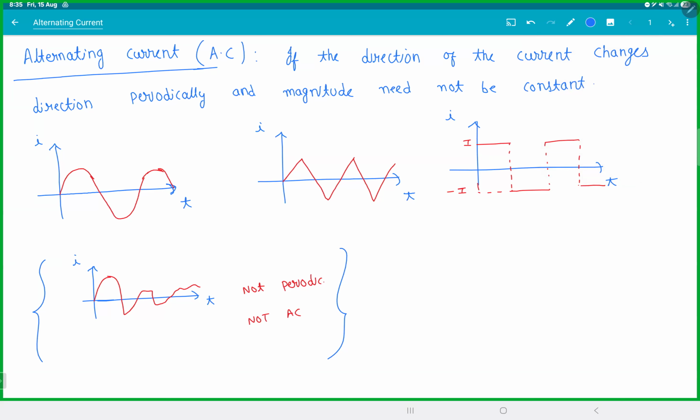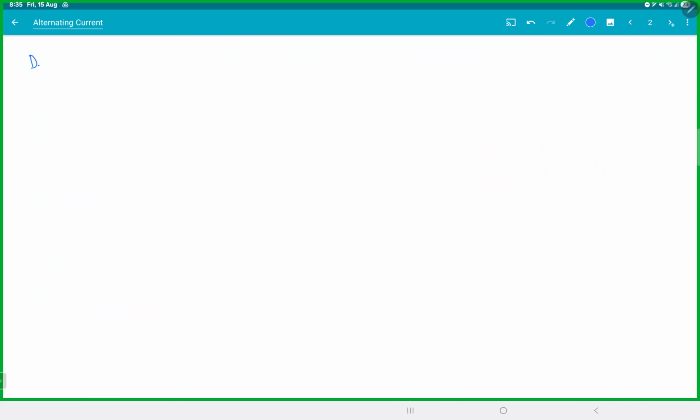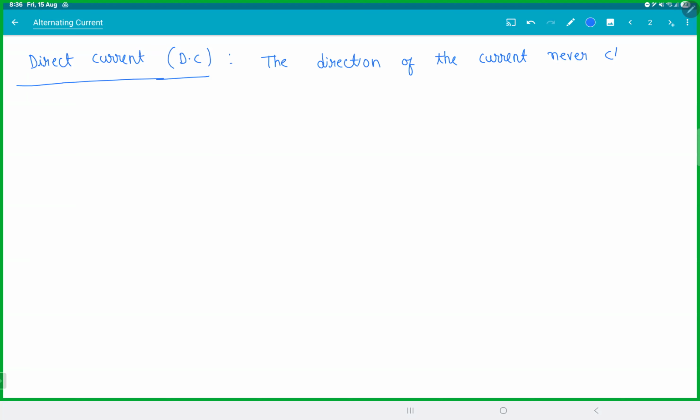Next thing, what is DC then? So in DC, the direction of the current does not change. The current keeps flowing only in one direction. And the magnitude need not be constant.